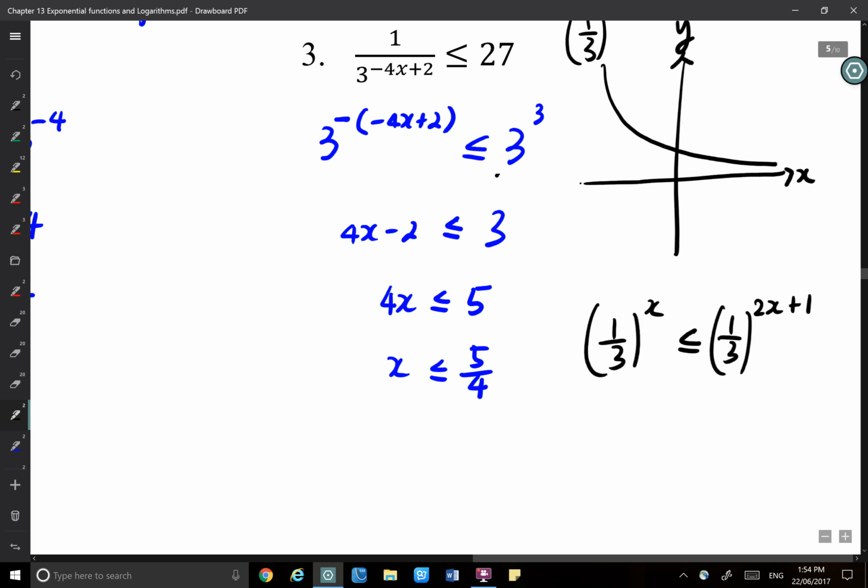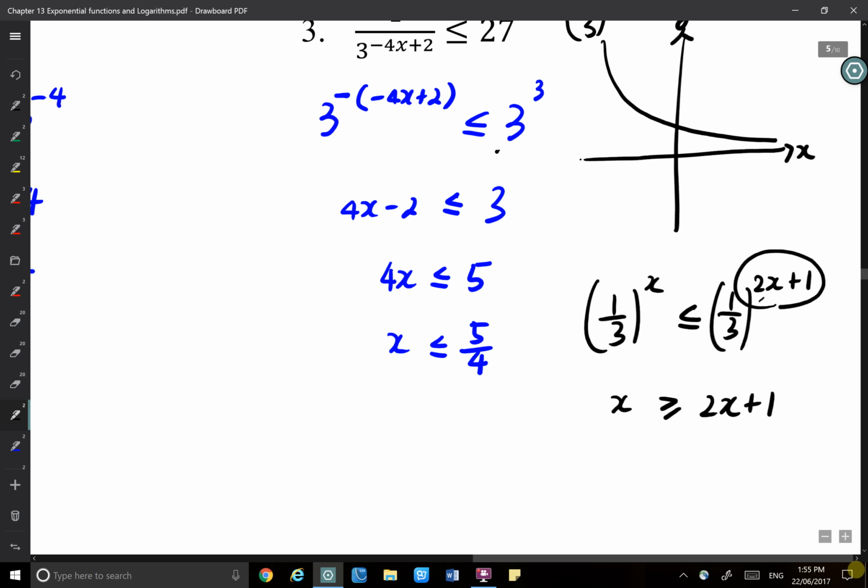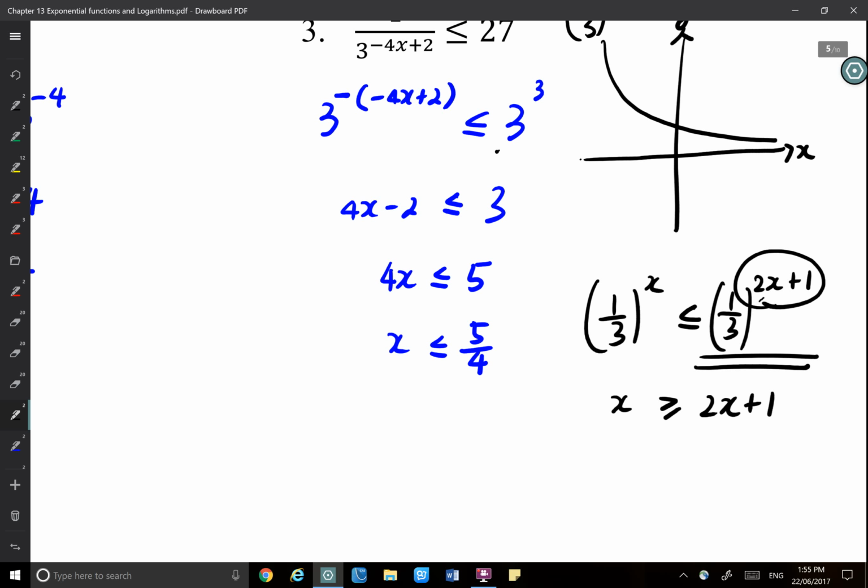Let's say we have that. And then we need to have x greater or equals to 2x plus 1. I need x greater than 2x plus 1 because I need a larger value for this side, so I need a smaller power because the base is a third. The graph looks like a decreasing shape. Does that make sense?